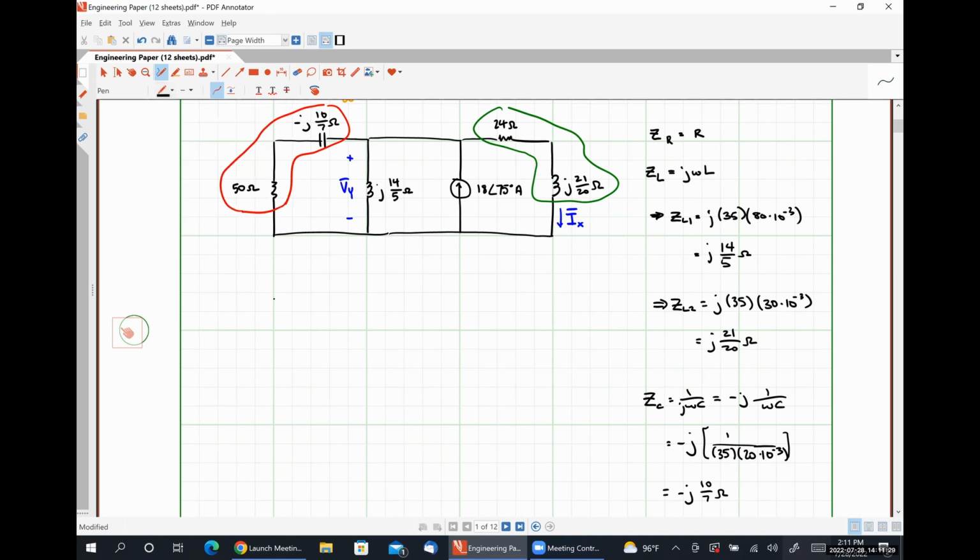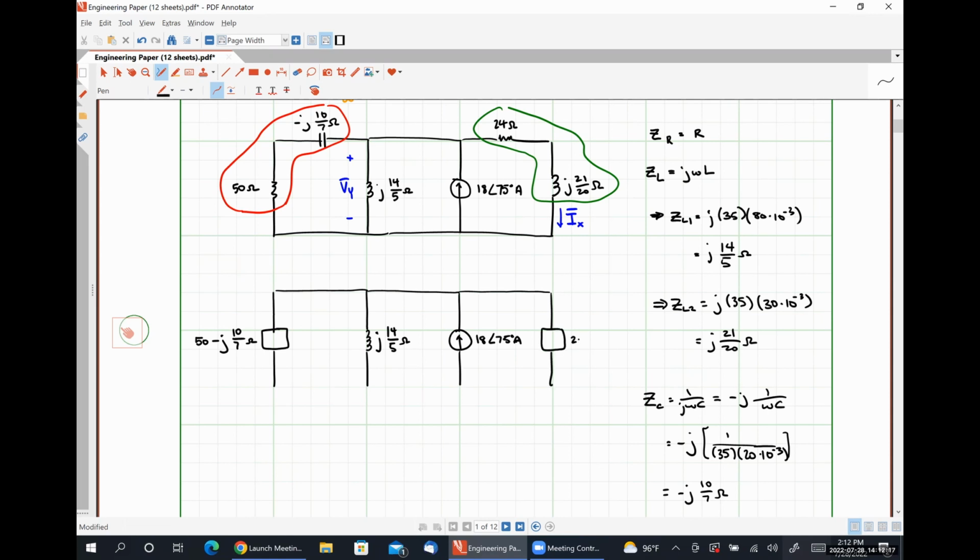And so what that allows me to do is simplify my circuit to this, where I'm just using this box as a generic circuit element. This one on the left will have an impedance of 50 minus j 10 over 7 ohms. Then I have my inductor here, j 14/5. I have my current source here in the middle, 18 angle 75 degrees amps. And then I have an impedance to the right. That is 24 plus j 21/20 ohms.